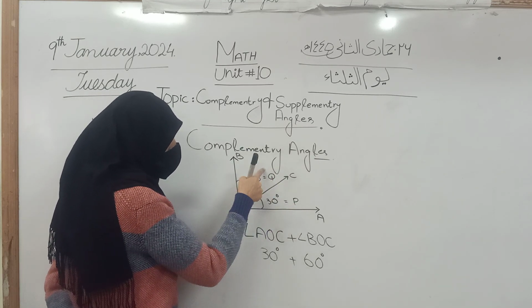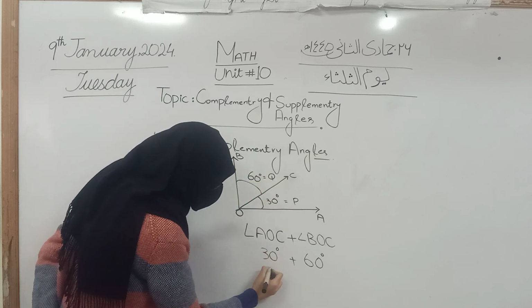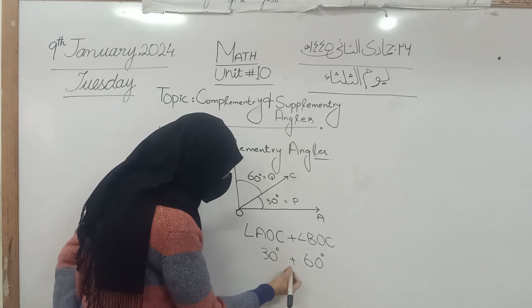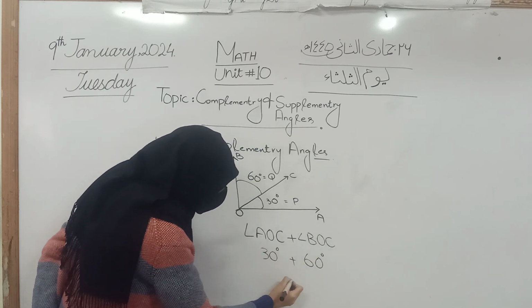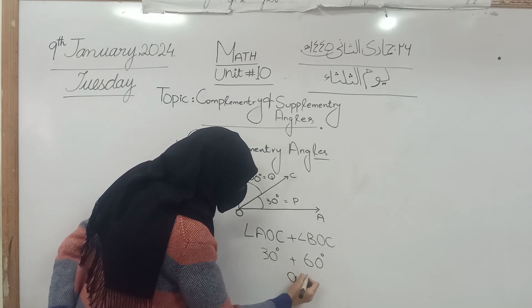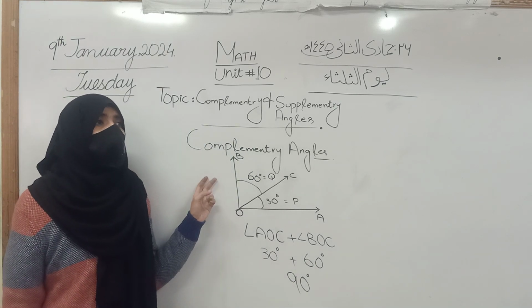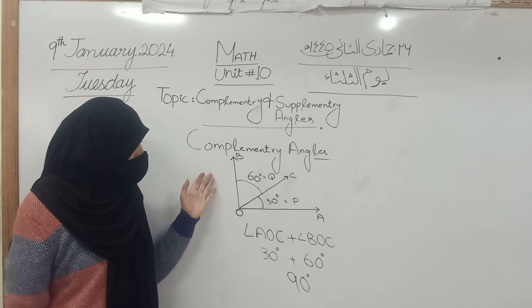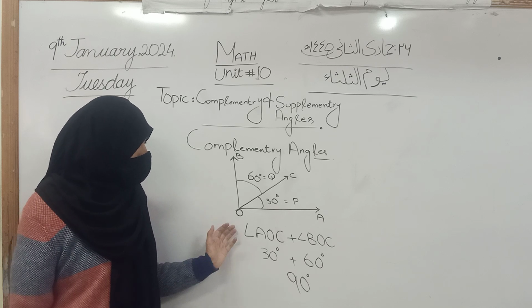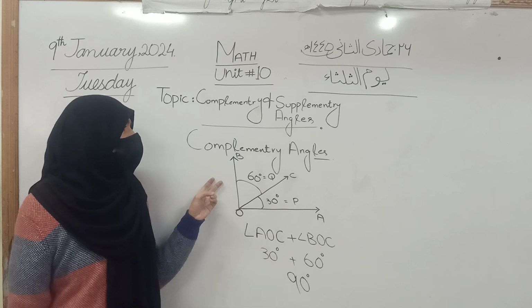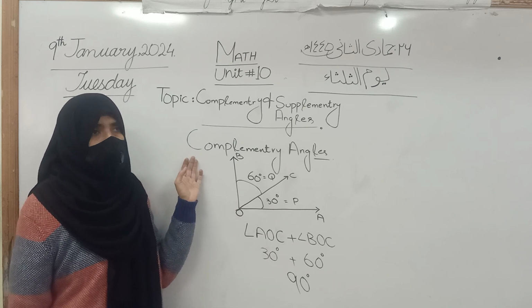Okay. Now, sum of angle P plus angle Q. You can write it as sum of angle P plus angle Q, or you can write it as sum of 30 plus 60 degrees will be equal to 90 degrees. Okay, it means if there are two angles and we are going to add these angles and it will be equal to 90 degrees, then these angles will be known as complementary angles.